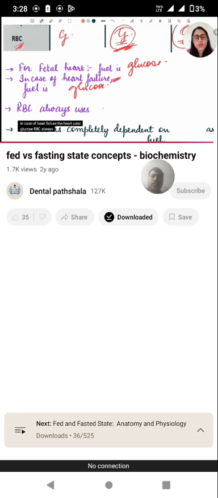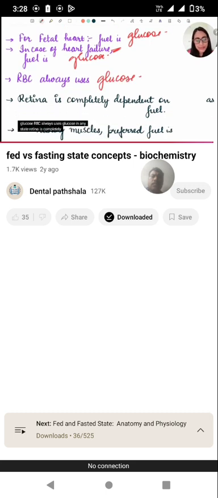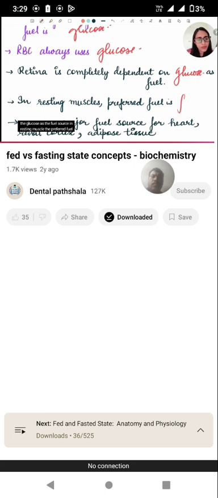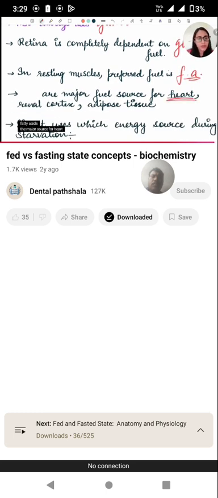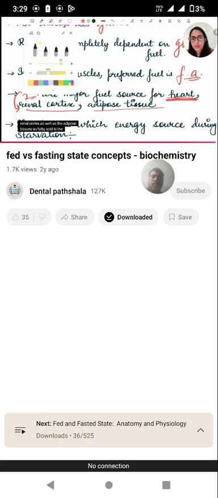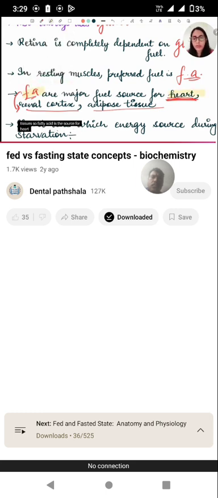RBC always uses glucose in any state. Retina is completely dependent on glucose as the fuel source. In resting muscle, the preferred fuel is fatty acids. The major source for heart is fatty acid. Apart from heart, fatty acid is the source for renal cortex as well as the adipose tissues. So fatty acid is the source for heart, renal cortex and adipose tissue.